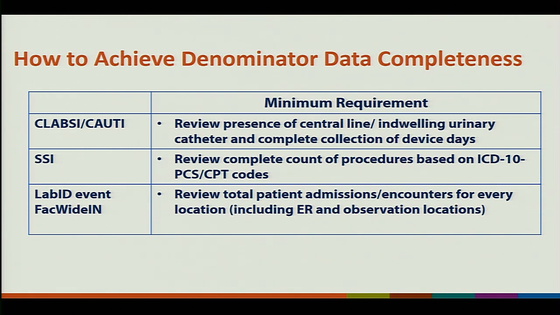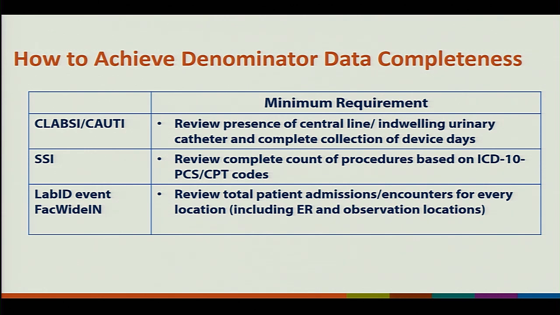Similarly, for denominator data completeness, you want to review the presence of central line or indwelling urinary catheters for every positive specimen or culture and ensure that collection of your device days is complete. For operative procedures that you're reporting, you want to ensure that you've gathered a complete count of all the procedures based on the ICD-10 PCS or the CPT codes.